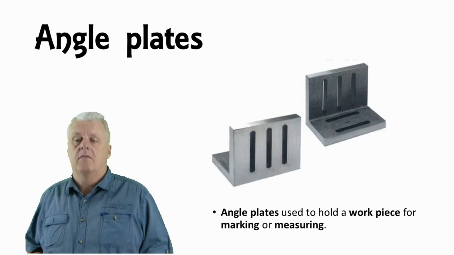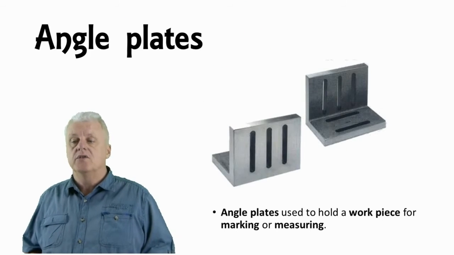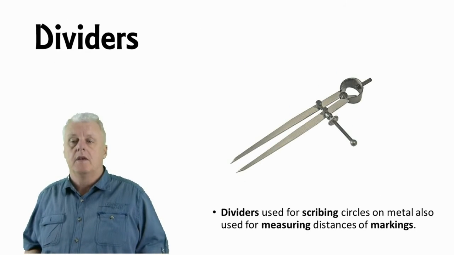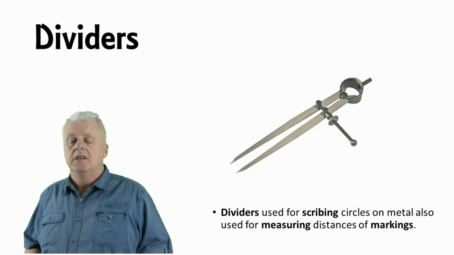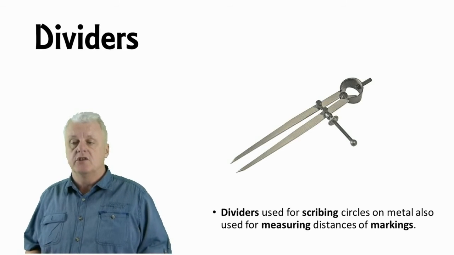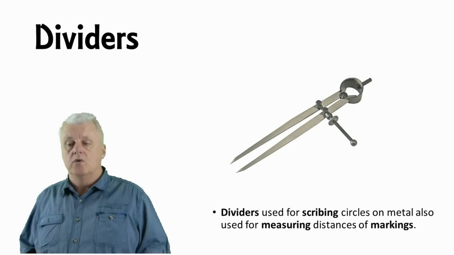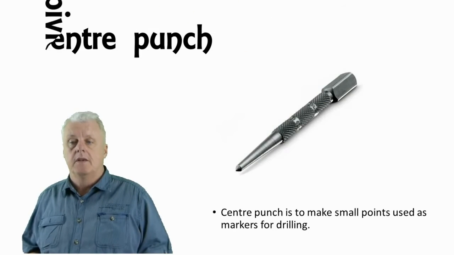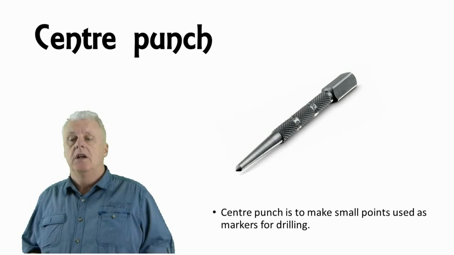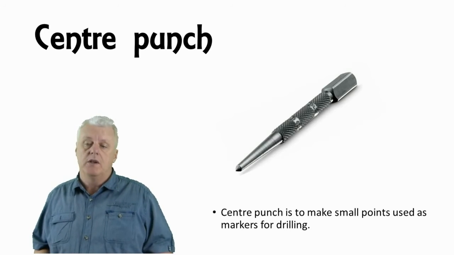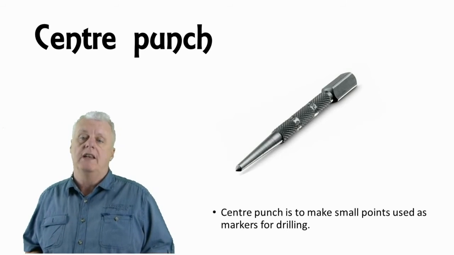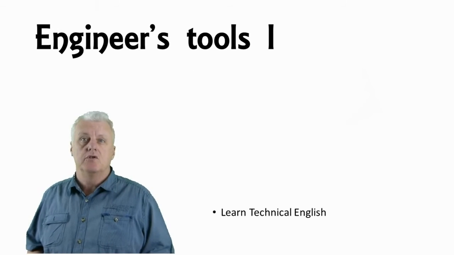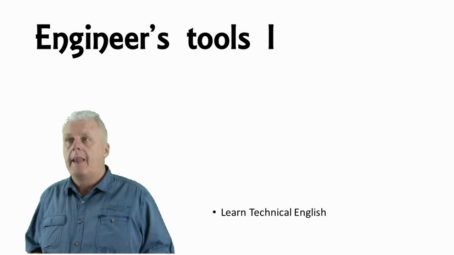Angle plates. Angle plates are used to hold a workpiece for marking or measuring. Dividers. Dividers are used for scribing circles on metal, also used for measuring distances of markings. Centre punch. A centre punch is to make small points used as markers for drilling. Okay, so that's a list of some of the most used tools in engineering.